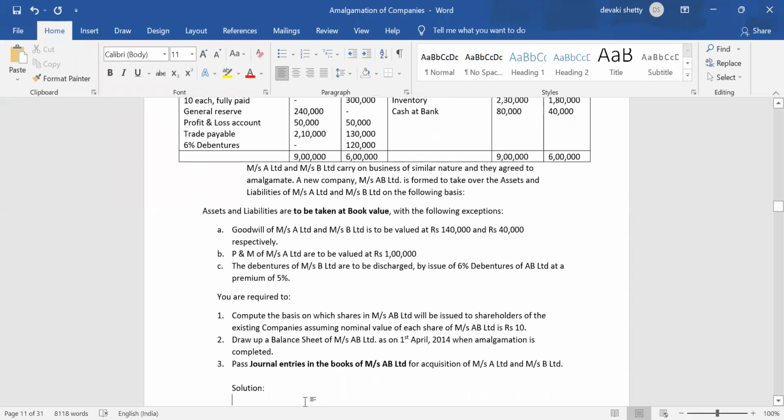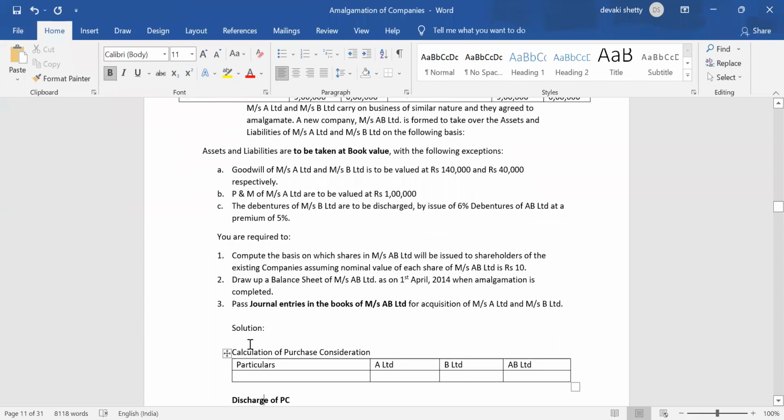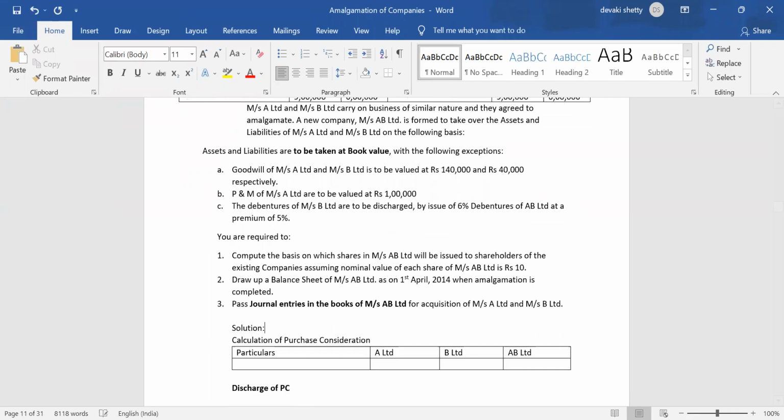So first, amalgamation sum starts with the calculation of purchase consideration. So let us start the sum. All assets are taken at book value except plant and machinery of A Limited, new value is given, and goodwill, new value is given.